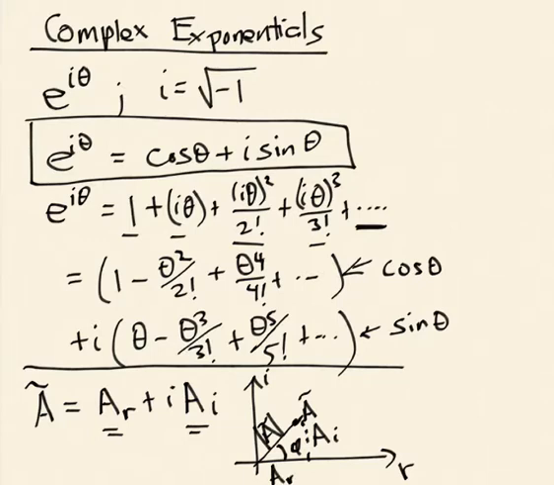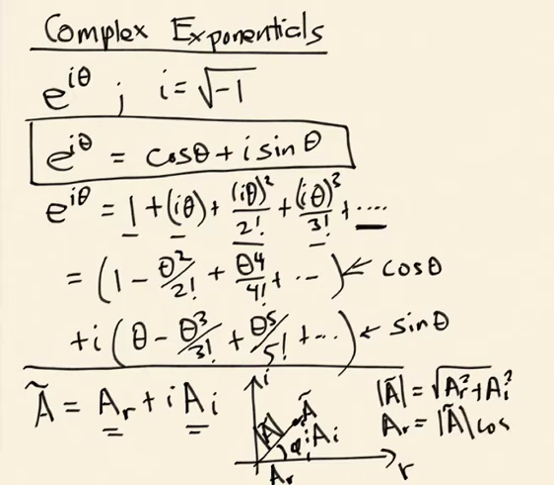So what I have is that the magnitude of this number is going to be the square root of the real piece squared plus the imaginary piece squared. That's the length of the vector. And I know that the real part can be written as the length of the vector times cosine of phi, and the imaginary piece can be written as the length of the vector times sine phi. Okay?